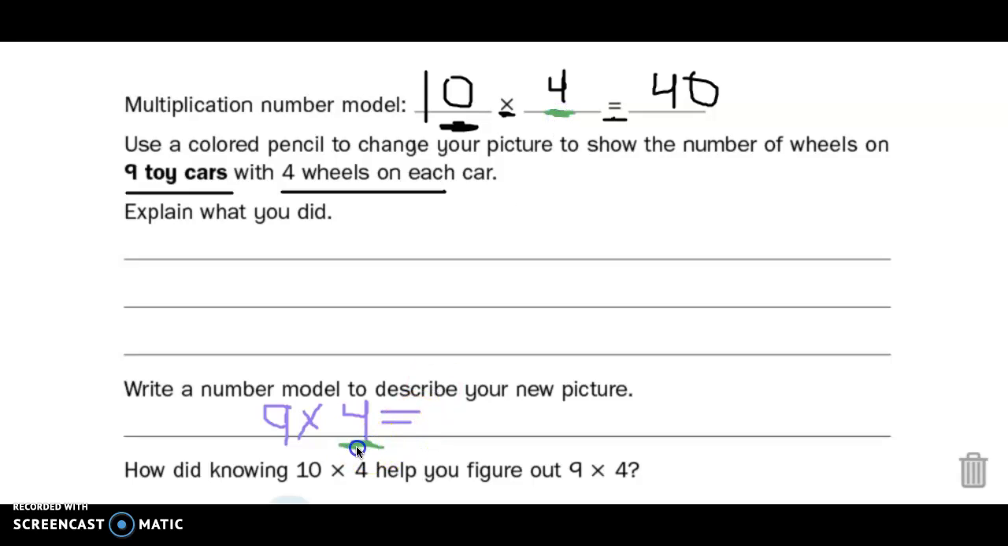So you know what? 40 was like counting 4 how many times? 10 times. Now my 4 stays the same. I'm counting 4 how many times? 9 times. Is 9 greater or less than 10? 9 is less than 10 by how many? 9 is 1 less than 10, which means we need to take one number less than 40. That means I need to take 4 away from 40 because I'm counting 4 one less time.